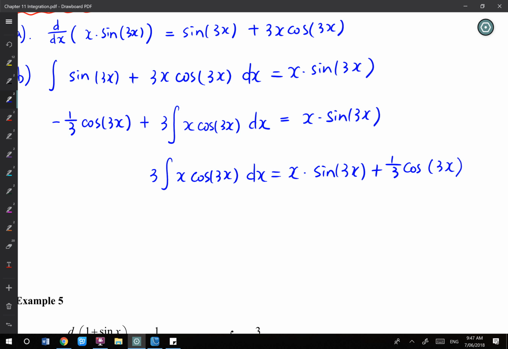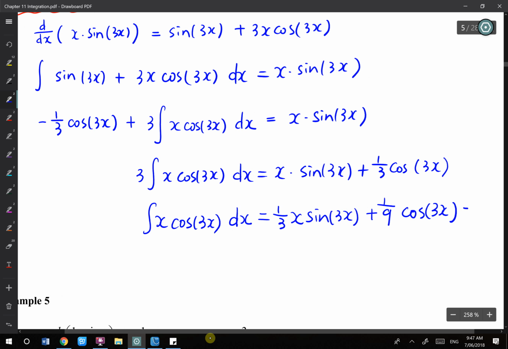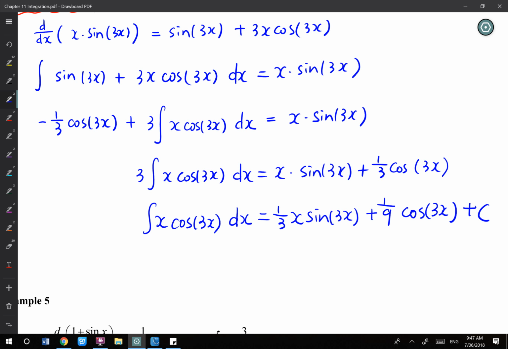Now I can divide everything by 3 again, because I only need the antidiff of x cosine 3x. So that's 1/3 x sine 3x plus 1/9 cosine 3x, everything divided by 3. And now that's the final answer. We add the c value. Basically, divide 3 on everything.